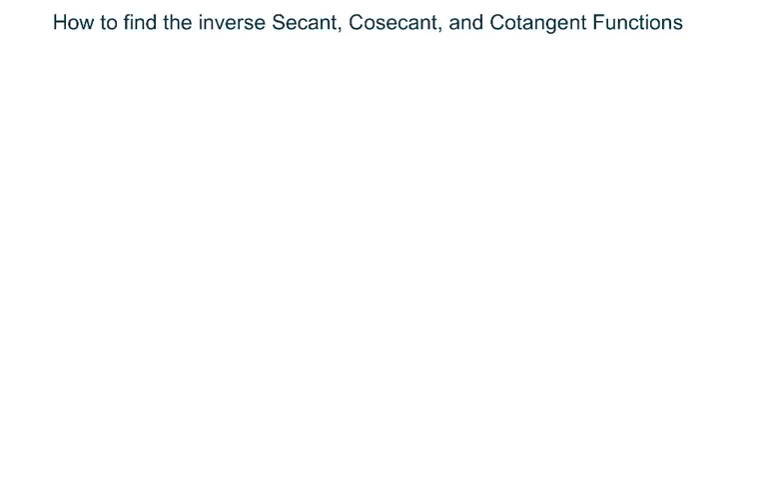Hi everyone, this is a video on the inverse secant, cosecant, and cotangent functions. We're going to do several problems, but first we need to know the definitions. So basically when you do inverses, for example when you have y equals inverse secant of x, that just means x equals secant of y. And we're just moving the secant over.